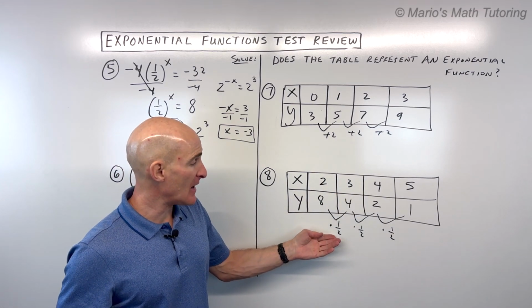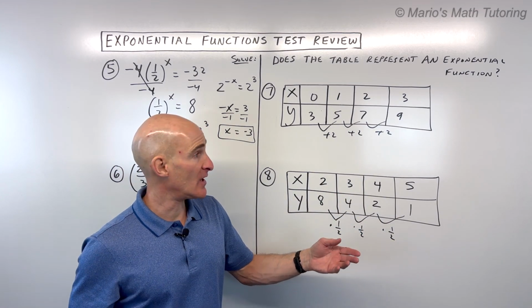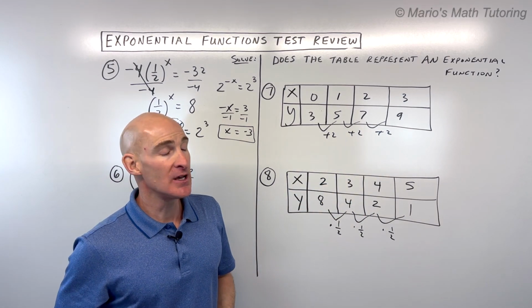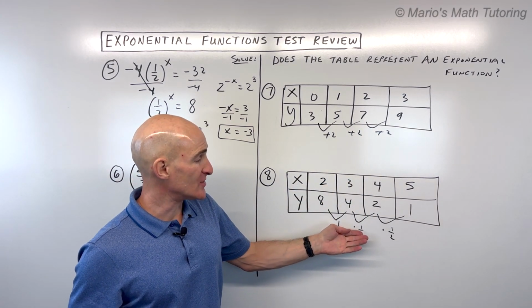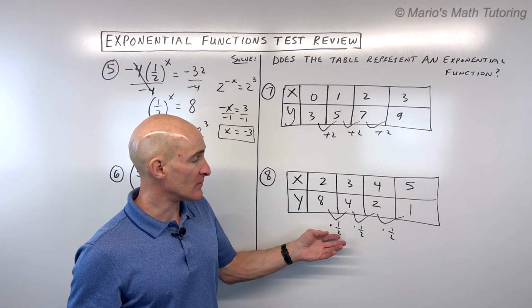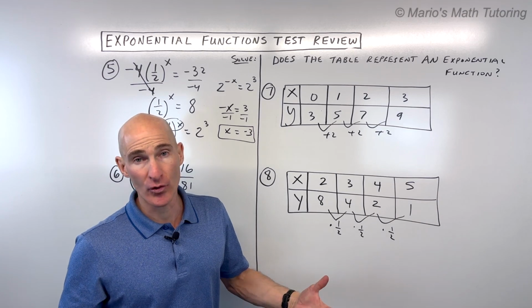But the main thing is, if you're multiplying by the same number, that's exponential. If you're adding or subtracting the same thing each time, that's going to be linear. So this one would be more of an exponential decay function, because that base is between 0 and 1. If it was greater than 1, then it would be an exponential growth function.